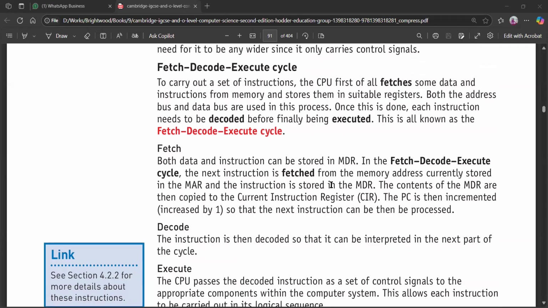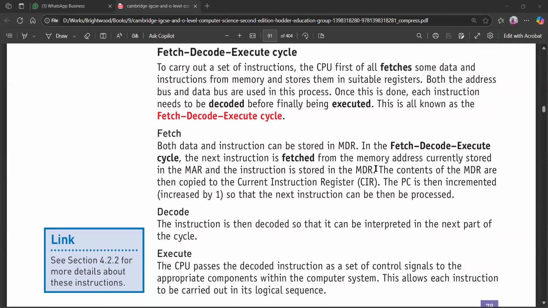What happened? First of all, in the fetch, decode, execute cycle, the next instruction is fetched from the memory address currently stored in the MAR and the instruction is stored in the MDR. The content of the MDR is then copied to the current instruction register. Then the PC is incremented by 1, so that the next instruction can be processed.